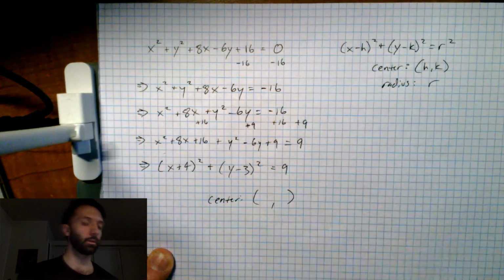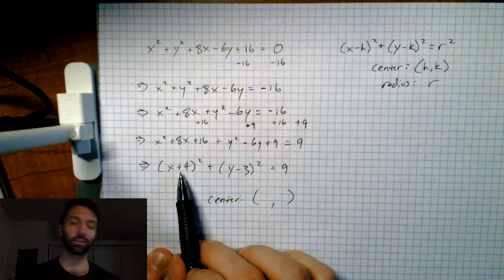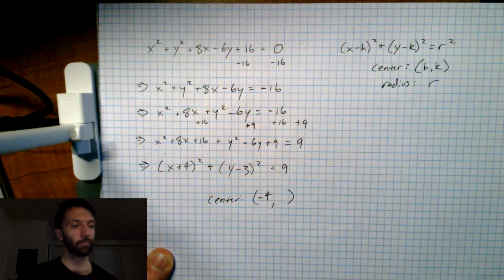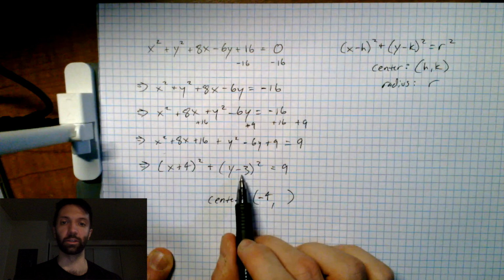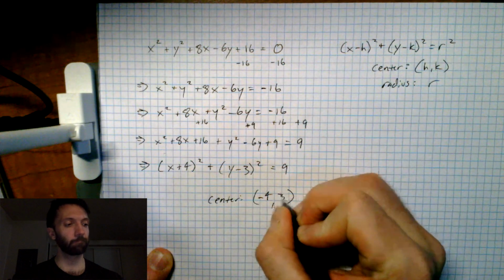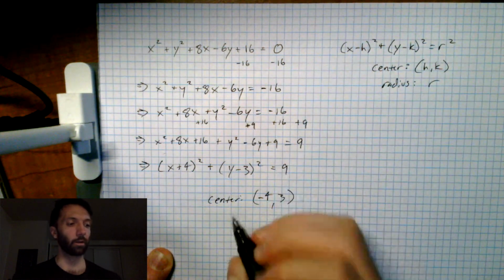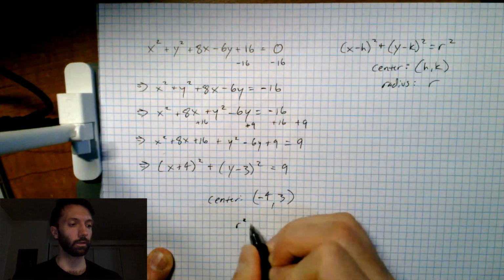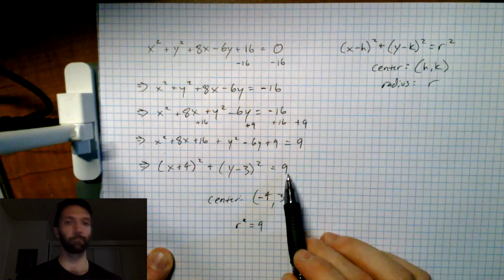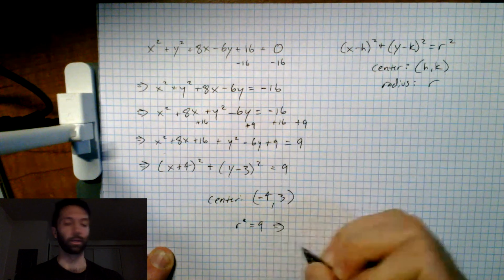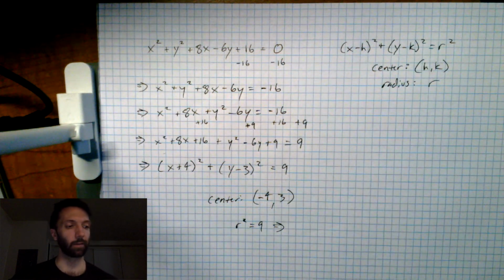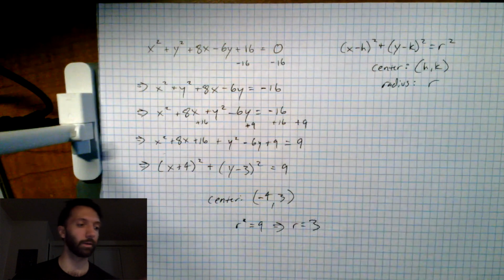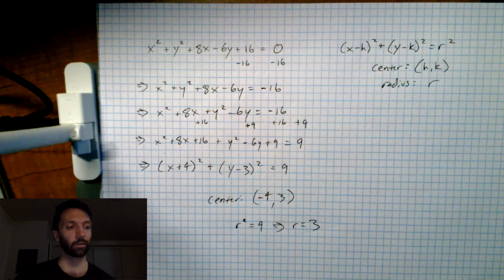And so the x coordinate is going to be the opposite of this value, which is going to be negative 4. And the y coordinate will be the opposite of this value, which is going to be positive 3. And r squared is 9, right? R squared is 9. And so taking the square root of both sides will tell us that r is going to be 3. And so the center of the circle is going to be negative 4, 3 with a radius of 3 units.